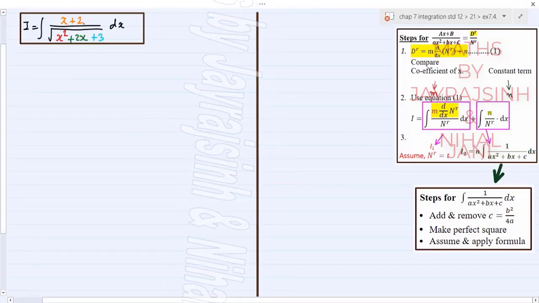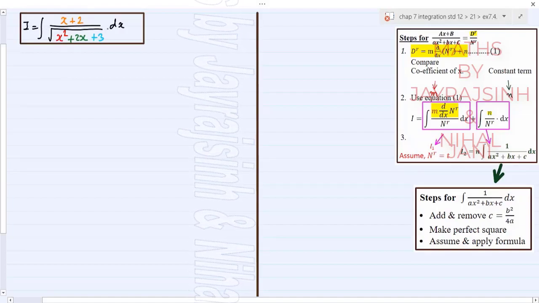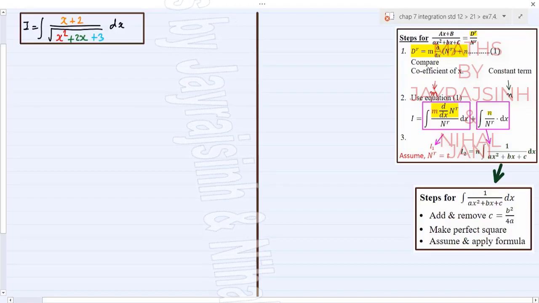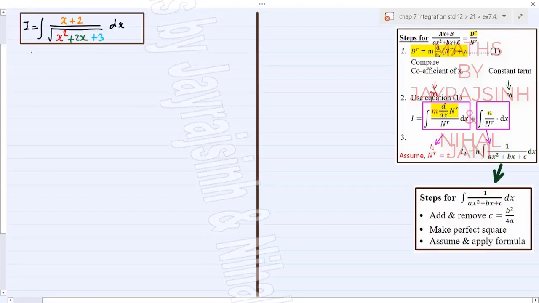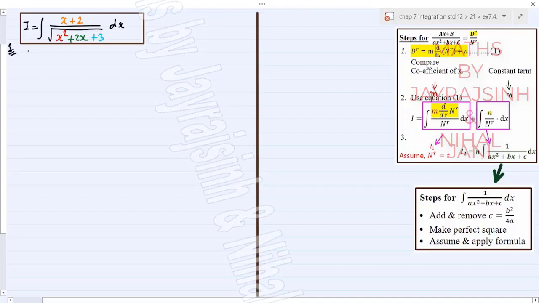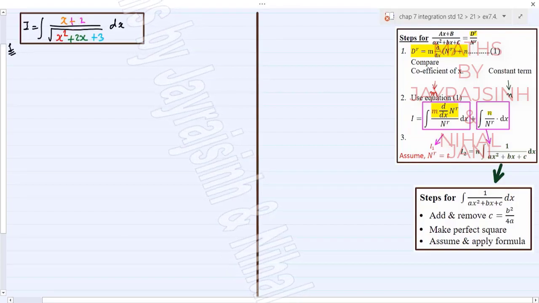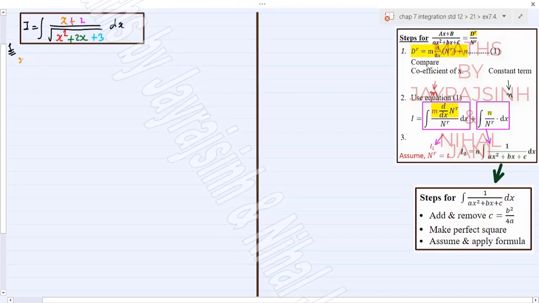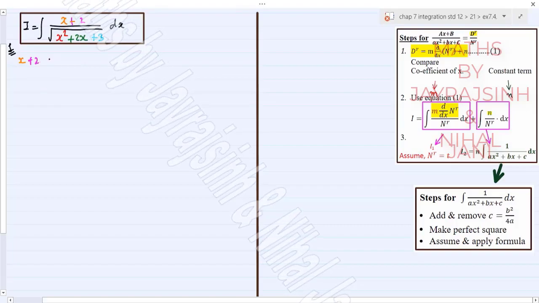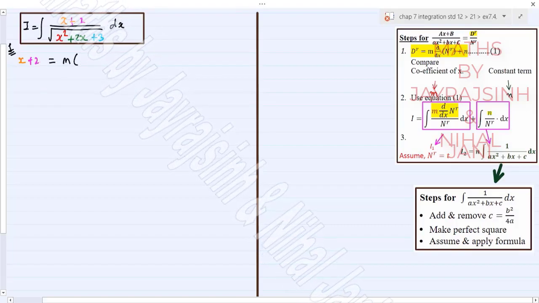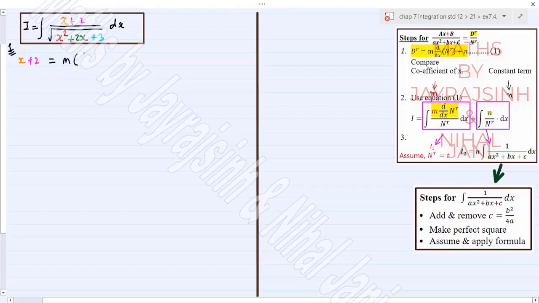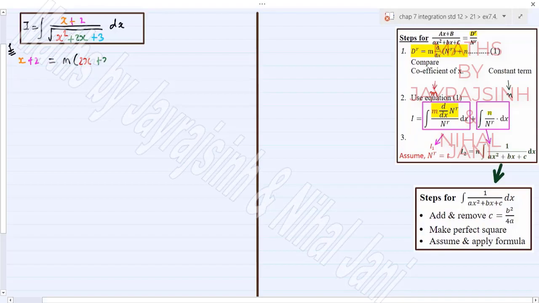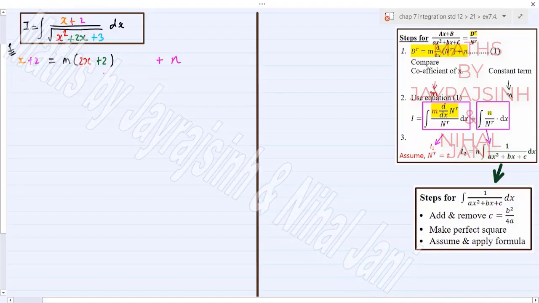Here we have to integrate x plus 2 upon under root of x square plus 2x plus 3, which is in the form of ax plus b upon under root of ax square plus bx plus c. So in first step, we have to set the differentiation of denominator in the numerator. So we have to assume x plus 2 is equal to m times differentiation of x square plus 2x plus 3, or we can say 2x plus 2, plus n.